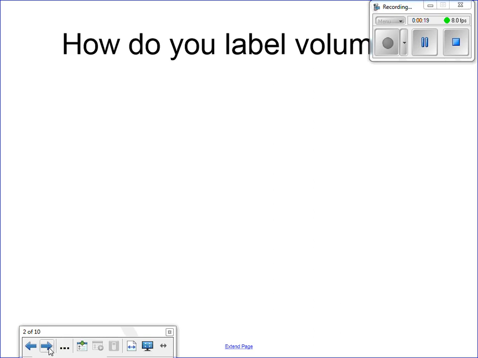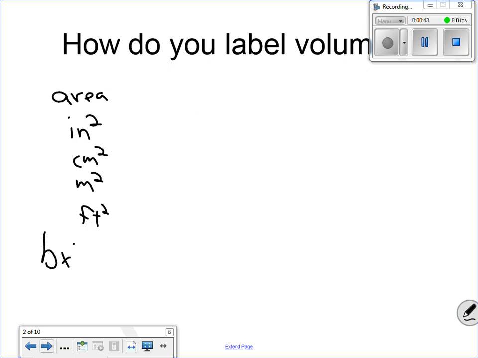How do you label volume? This is really important. Well, let's just go over how we label area. If we're labeling area, it'd be inches squared, centimeters squared, meters squared, feet squared. That's area. Remember, to find the area, it's base times height. We've been doing the practice for that.